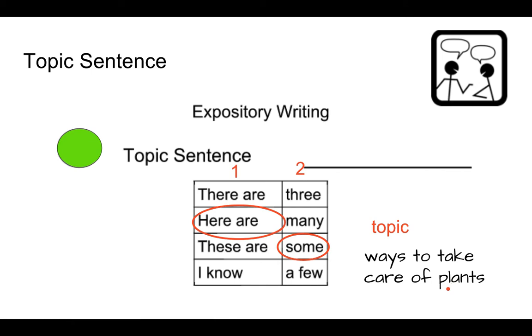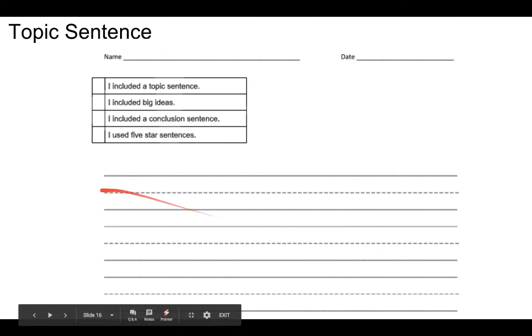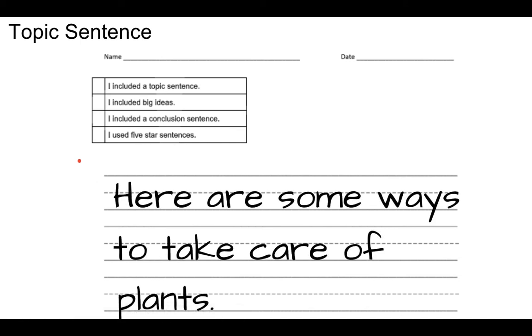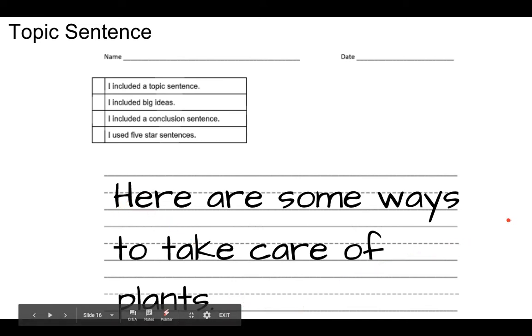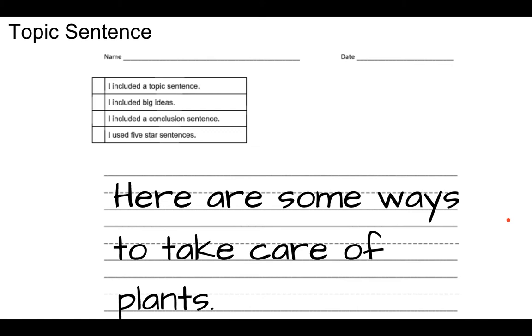Now that I've talked it through, I'm going to write it on my lined paper in my journal. So I'm going to start up at the top at the very beginning of my paper and put just what I talked through. Here are some ways to take care of plants. I have all of those pieces, one from the first column, here are, one from the second column, some, and then my topic, ways to take care of plants. So notice I have a complete 5-star sentence with a capital letter. I ended with punctuation at the end, down at the bottom, and I have a who and a what. So that's really important that I make sure I have a 5-star sentence before I'm moving on.